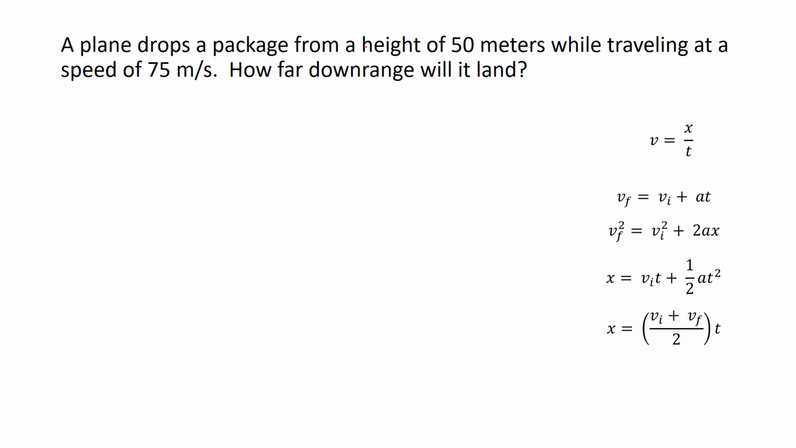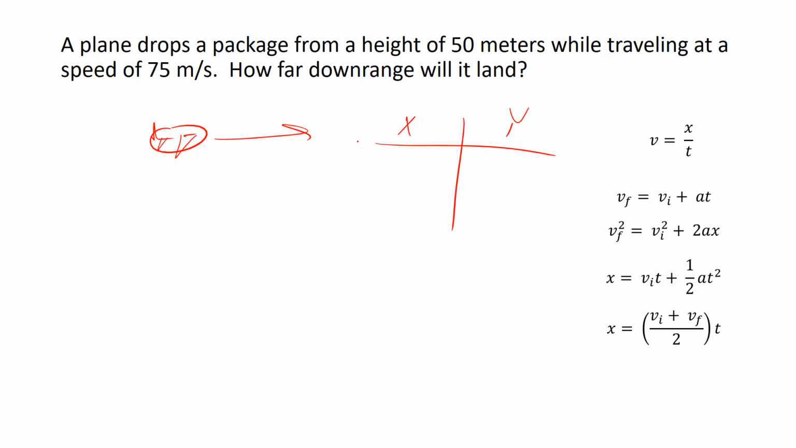Okay, so here's a basic problem. A plane drops a package from a height of 50 meters while traveling at a speed of 75 meters per second. So draw a picture. There's my plane, and it is flying at 75 meters per second. So I'm going to make a separate x and y givens list. And this is important because we cannot mix these two together.